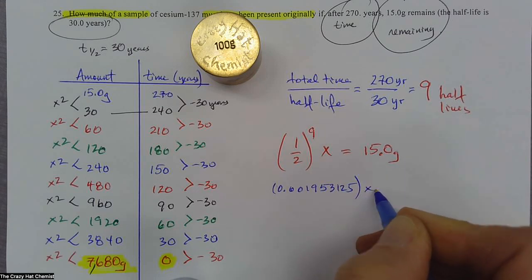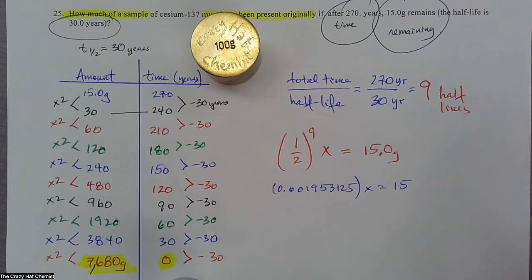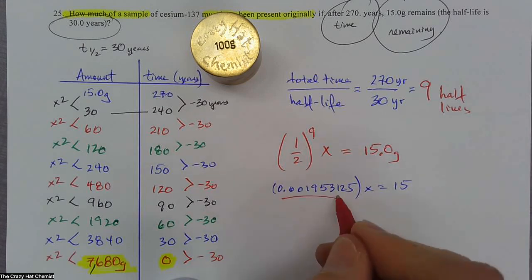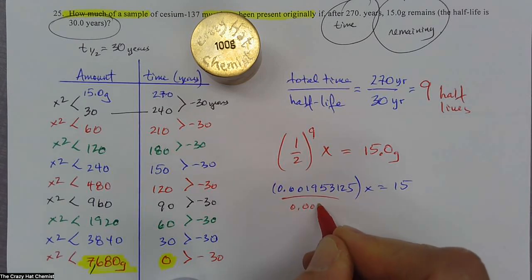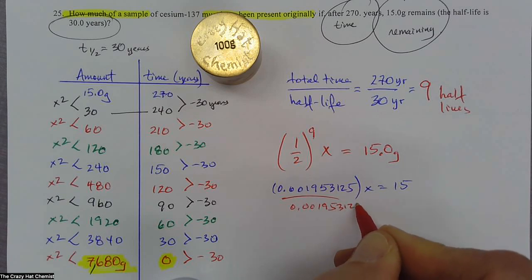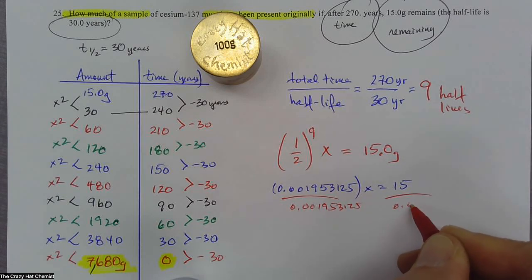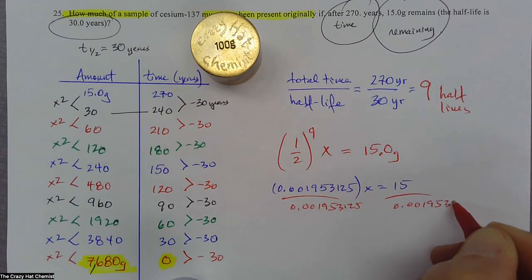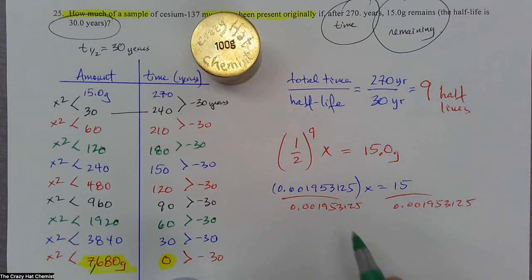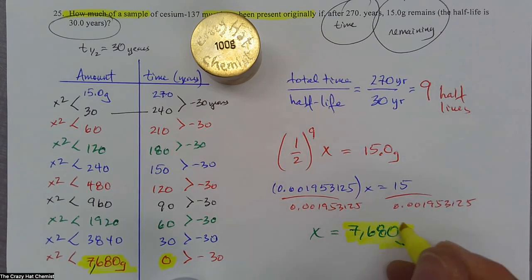0.001953125 times X is equal to 15. And it's simple here. We're going to divide both sides by 0.001953125, and X is going to equal 7,680, and that is grams. And lo and behold, that is right there. Bingo, answer. Oh my gosh, wasn't that so much easier than doing the table method?